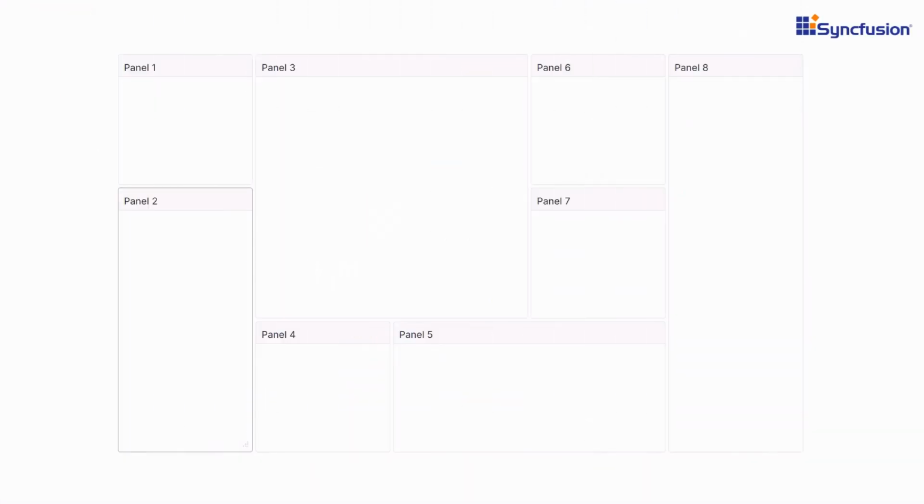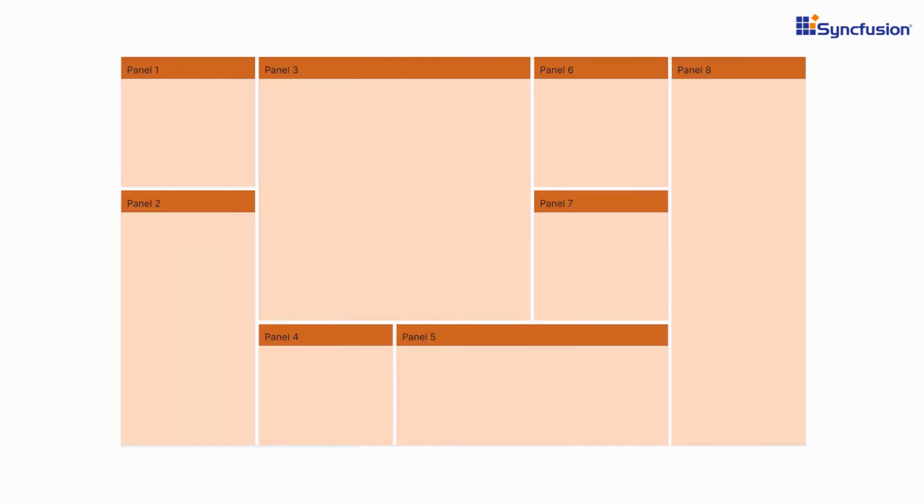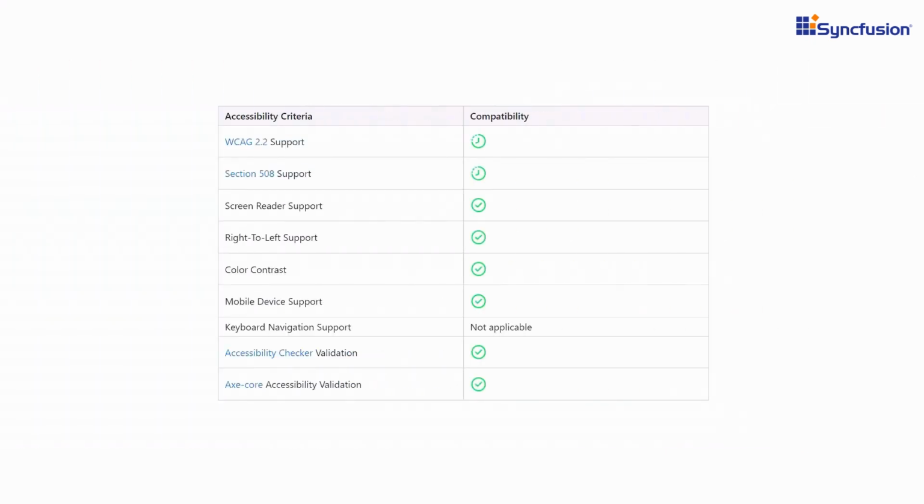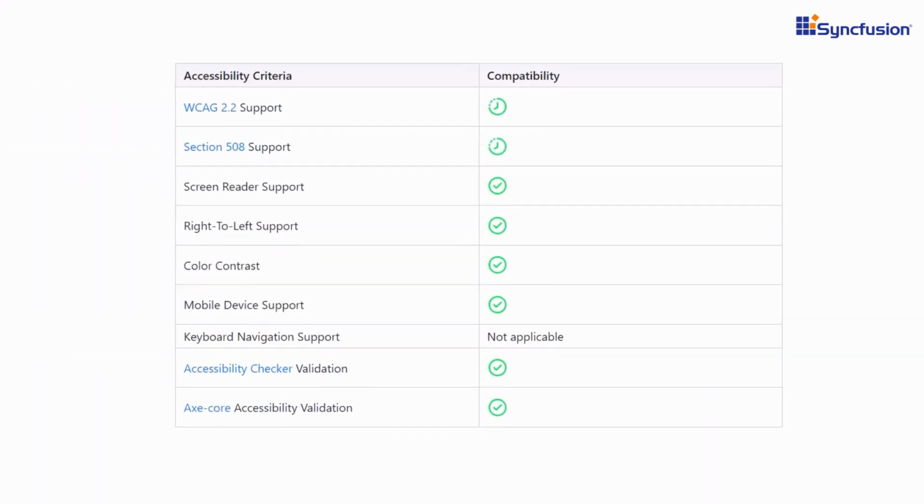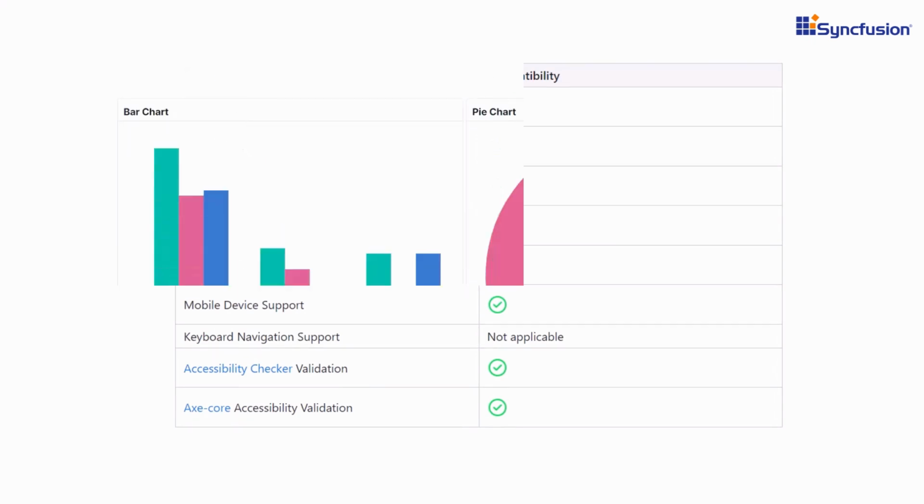And when it comes to styling, the dashboard layout offers built-in themes like Tailwind, Material, and Bootstrap, or you can create your own theme to match your app's design perfectly. Accessibility is a top priority too. The dashboard layout is built with WAI-ARIA standards, making it fully compatible with screen reader support.